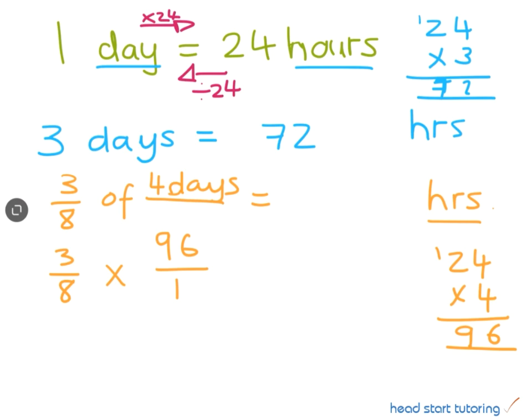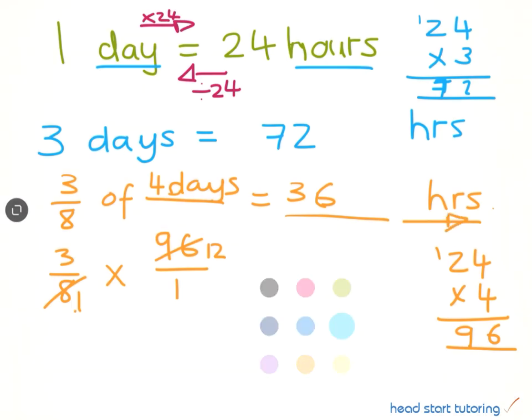And then we can cross cancel. So 8 goes into itself once, 8 goes into 96 12 times. 3 times 12 is equal to 36. And 1 times 1 is 1. So our answer is 36 over 1, or just 36 hours.